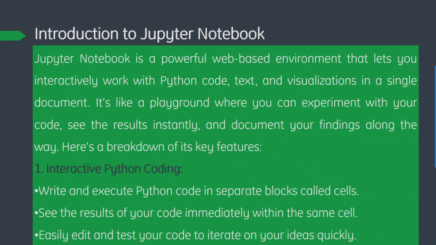So basically what happens in Jupyter Notebook is you have different cells for each line of code, and if you execute that particular line, the output will be displayed then and there itself, instead of executing the entire program to see the results.